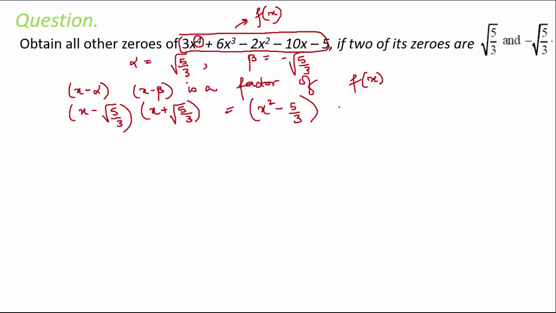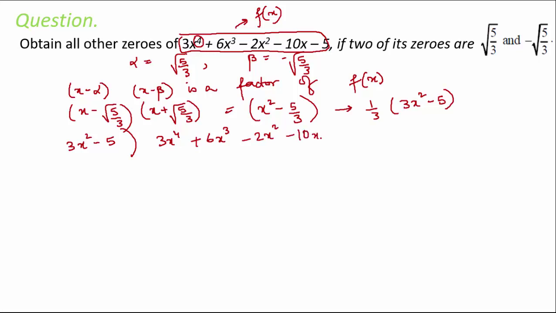Now this can be very well written as 1 by 3 into 3x square minus 5. Correct? So what we will do, we will now divide the polynomial f(x) by 3x square minus 5. So that's what we will do. 3x square minus 5, and here we have 3x to the power 4 plus 6x cube minus 2x square minus 10x minus 5. So this would be like the simple division. So 3x square when multiplied by another x square gives us 3x to the power 4. Right? Now when you subtract this, this becomes 0.